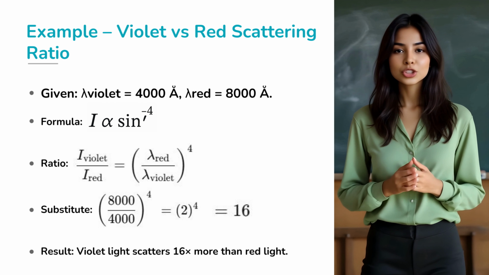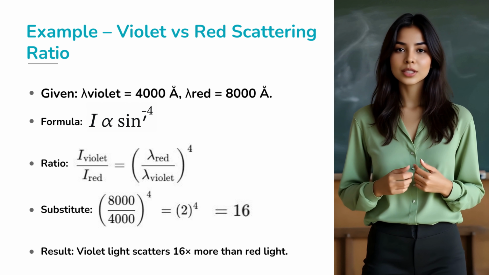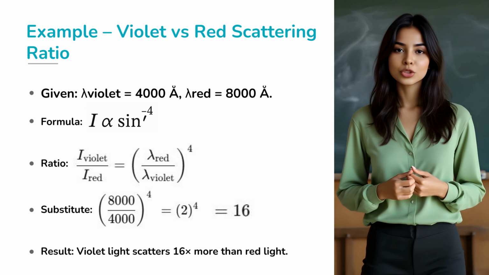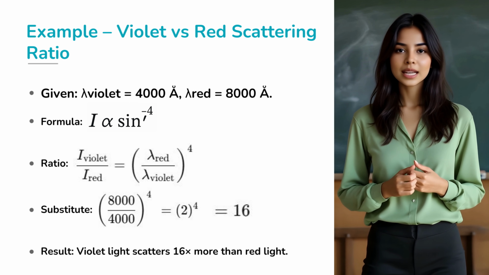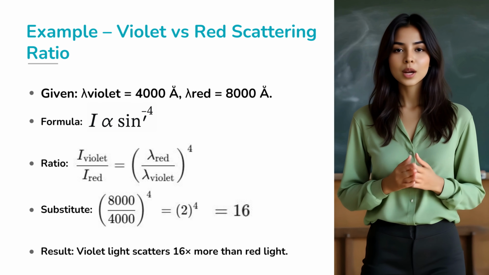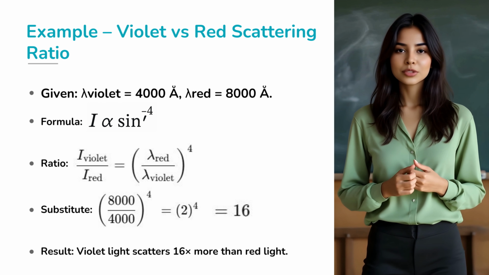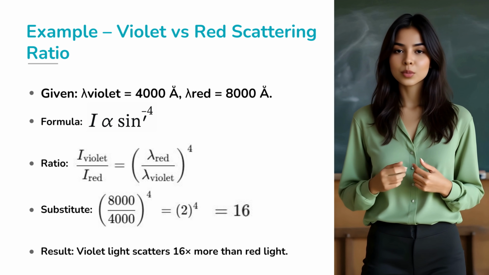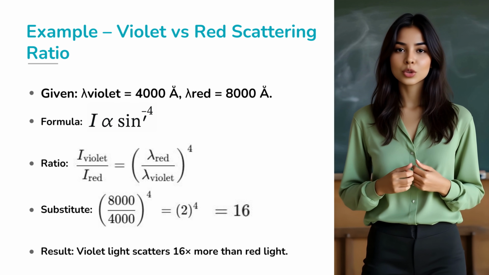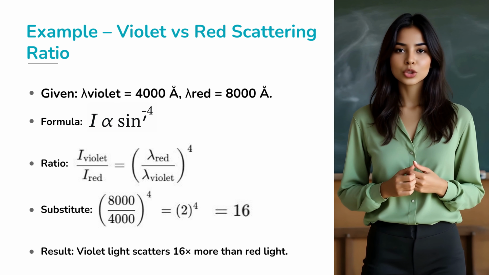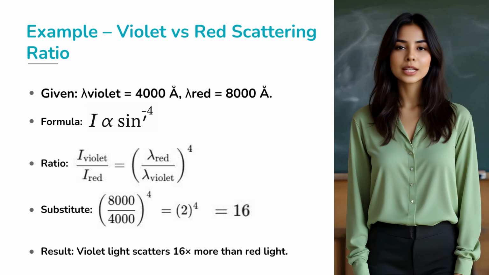Let's do a quick calculation together to see this in numbers. Take violet light at wavelength 4000 angstroms and red light at 8000 angstroms. Using Rayleigh's law, the ratio of violet to red scattering is 8000 divided by 4000 to the power 4. That's 2 to the power 4, which equals 16. So violet light is scattered 16 times more strongly than red light. This one calculation explains so many natural wonders: the blue of the sky, the reddish glow of the setting sun, and even why the moon can sometimes appear yellowish when low on the horizon.